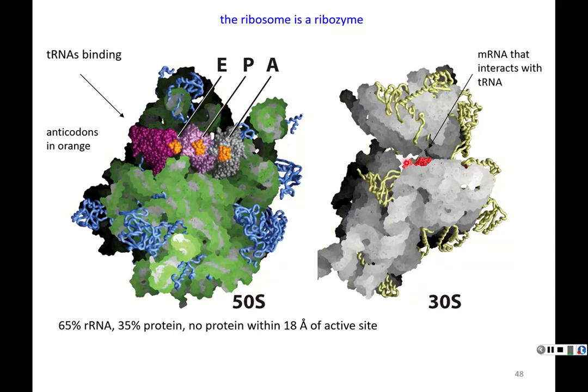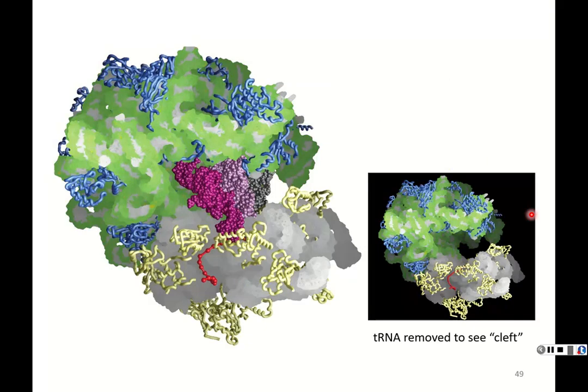And the RNA itself is what's interacting. The messenger RNA is what's interacting with the transfer RNA. And the messenger RNA kind of fits in this groove in the ribosome.